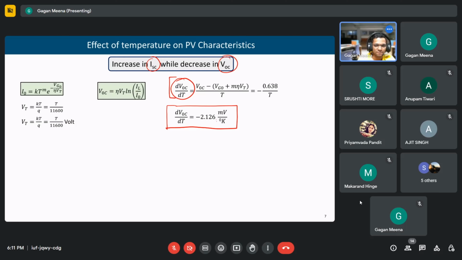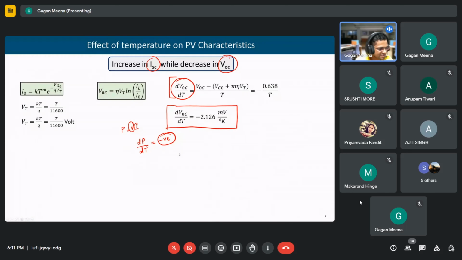And since power is the product of V and I, and V is reducing, overall power will reduce. dP by dT will be negative because one change is positive and one change is negative. So overall, since it is a product, power will also reduce.